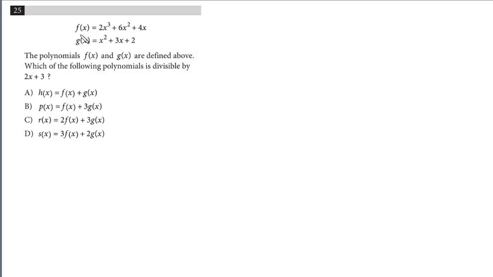What I mean is, we have these two functions, f of x and g of x, and f of x is of a higher degree than g of x. So look to the higher degree function. What can we factor out from that? Well, from f of x, we can factor out a 2x. And what's the rest of it? We have an x squared, a plus 3x, and plus 2. Now look at what we factored out and compare it to g of x.